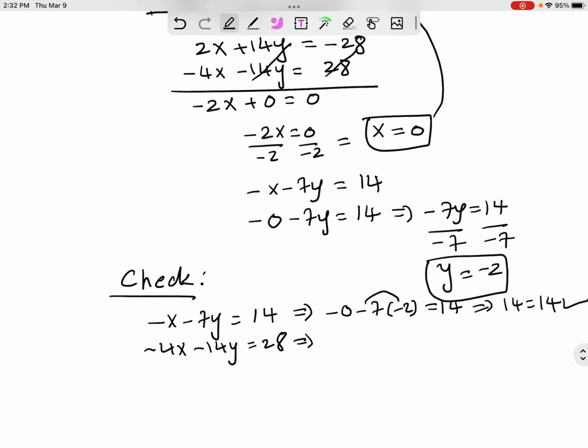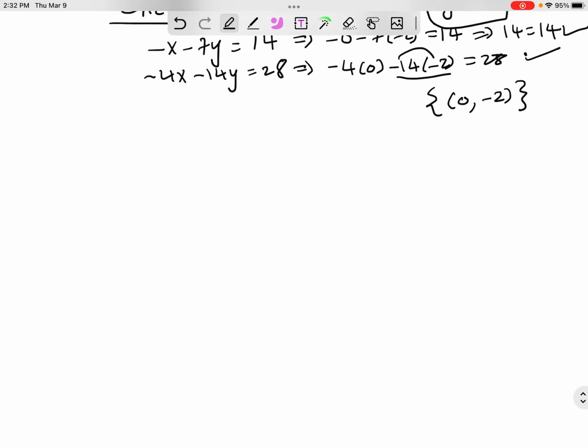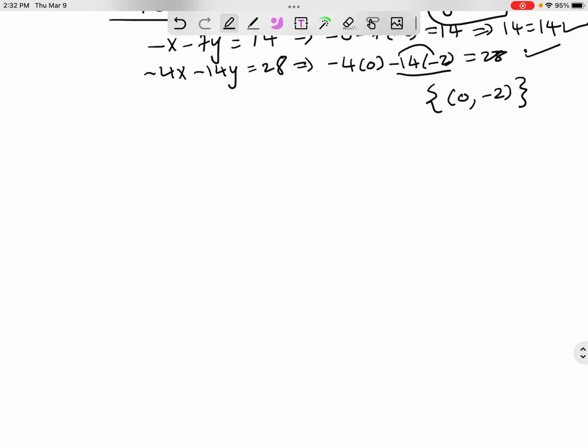Let's try in this one. So -4 times 0 minus 14 times -2 equals 28. Well, negative times negative is positive, so -14 times -2 is positive 28, so it works for this one as well. And so it is our solution, 0, -2. As I mentioned in the beginning of the video, I'll show you how to do this problem by eliminating the x variable now.